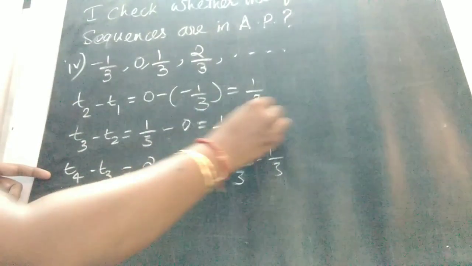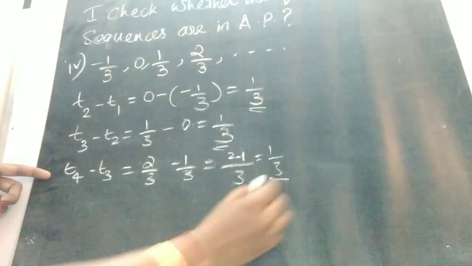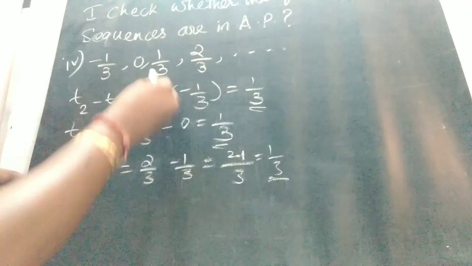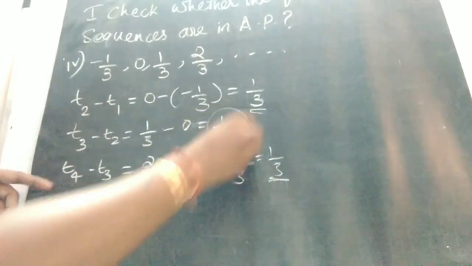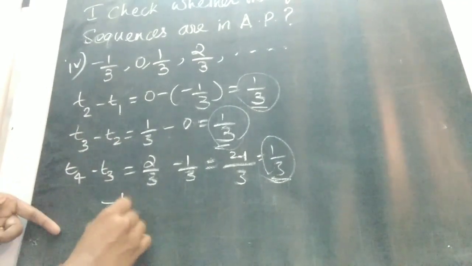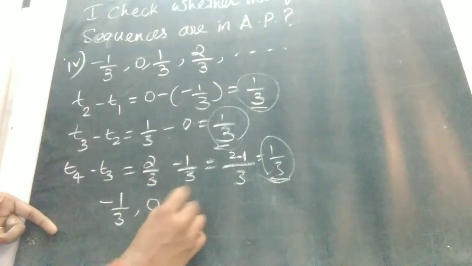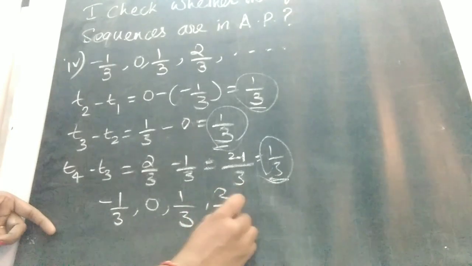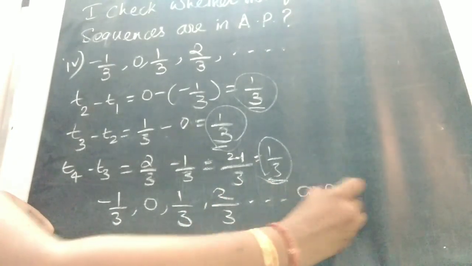So what can you say? In all these you have the common difference, isn't it? The difference between the second term and the first term is 1 by 3. In all the cases it is the same, right? 1 by 3, 1 by 3. Therefore what can you say? This sequence minus 1 by 3, 0, 1 by 3, 2 by 3 is in AP.